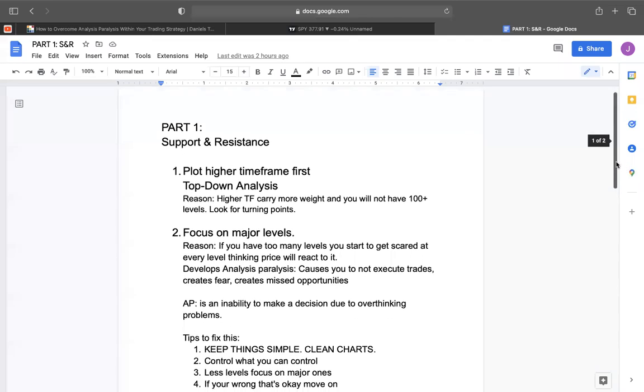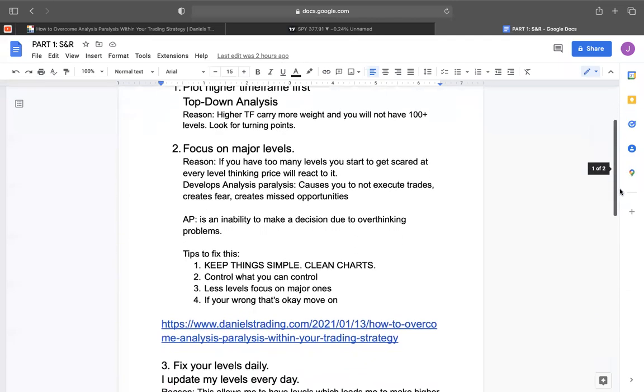This all matters. The tip to fix this is keep things simple, right? We want clean charts, right? So what is a clean chart? A clean chart is clear support and resistance levels, clear supply and demand zones, and just the price action. You don't need all that extra stuff. You don't need 100+ levels, all that. You need clean charts, right? Keep trading simple, right?